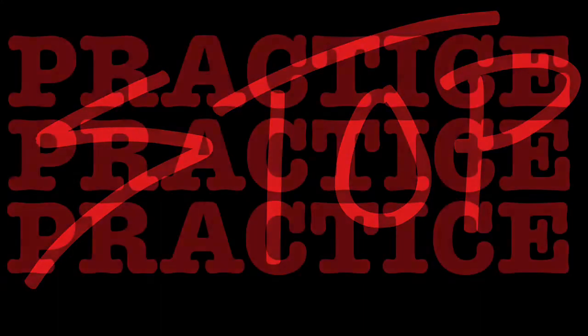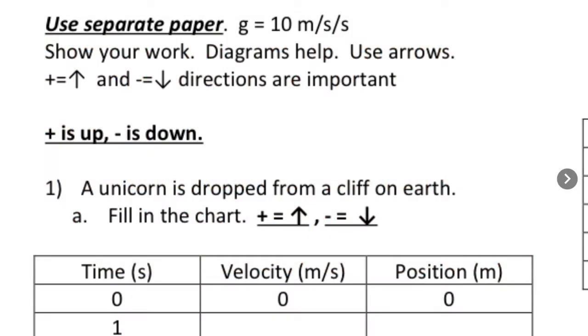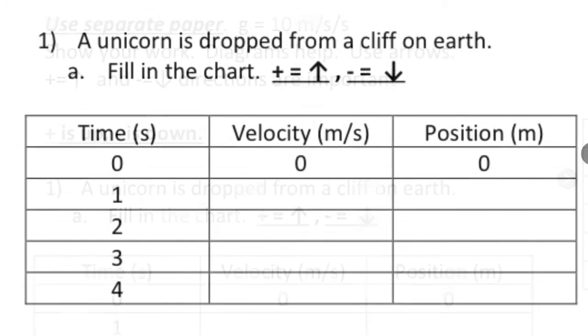Now there's some practice in here too, so I'm going to ask you to stop the video so you can practice. So really, stop it. See if you know what you're doing. So remember that g is 10, and that up is positive and down is negative, and those directions are essential.